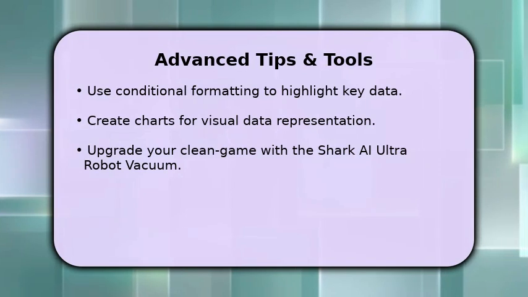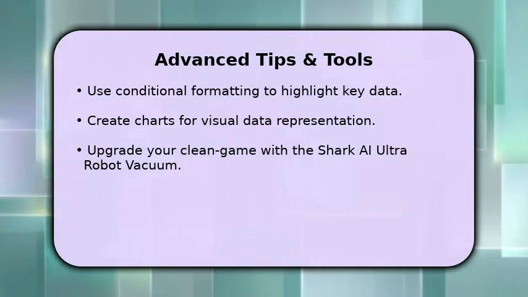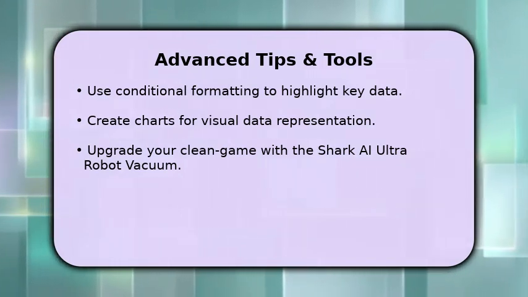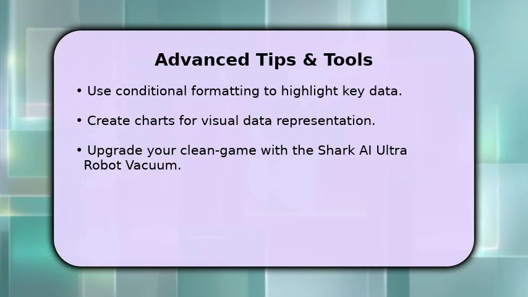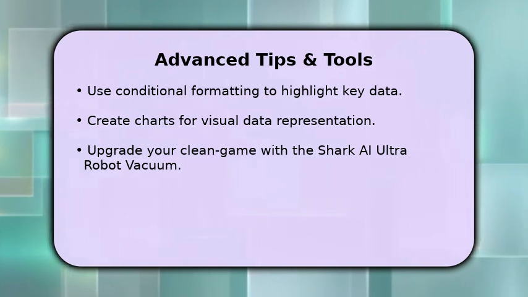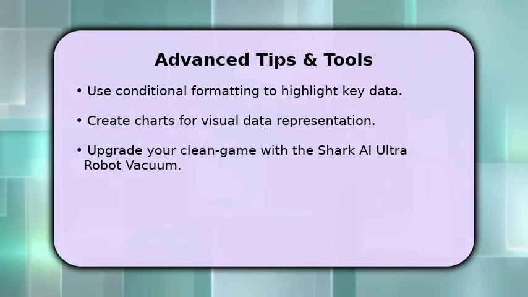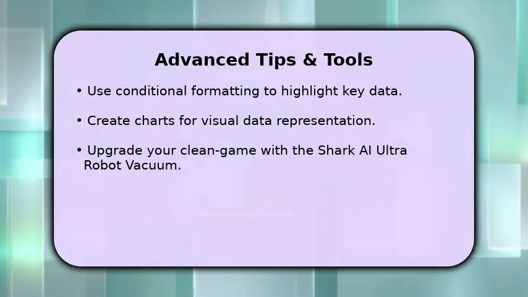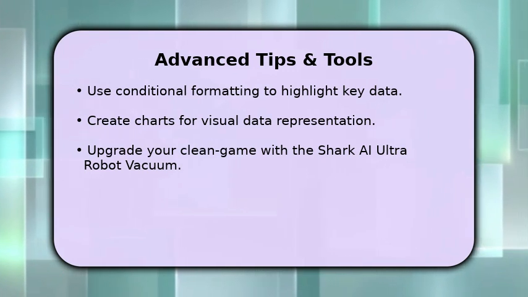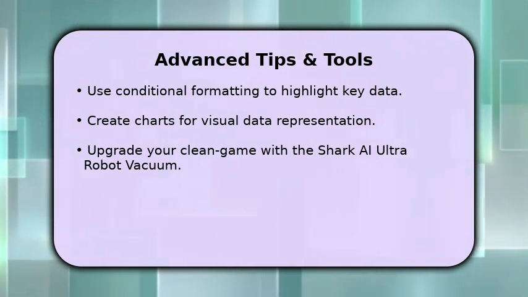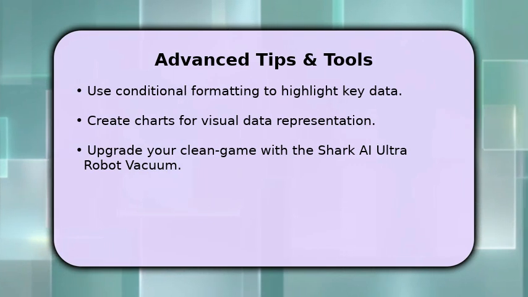To elevate your sheet, consider conditional formatting to automatically highlight cells based on specific criteria, like values above $1,000. Visualizing your data with charts, such as a bar graph or pie chart, can reveal trends and insights quickly. Simply select your data and choose a chart type.